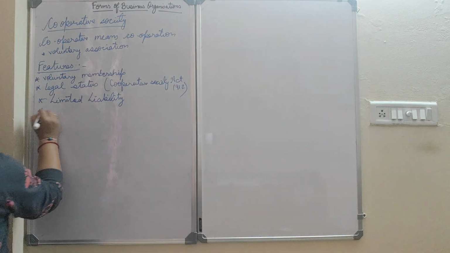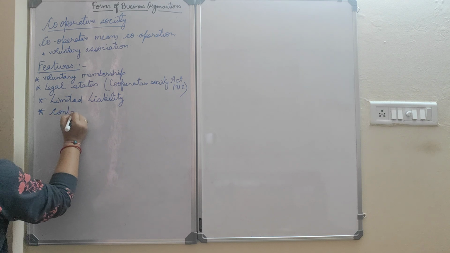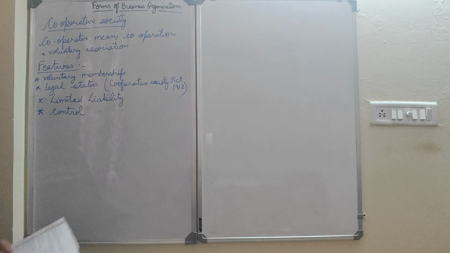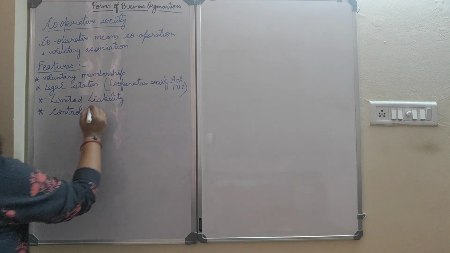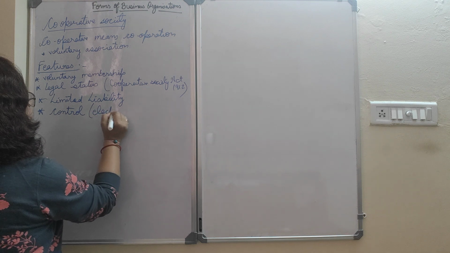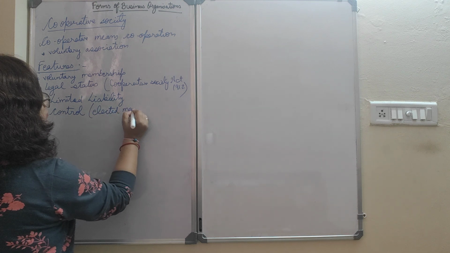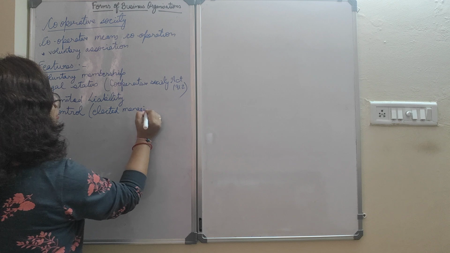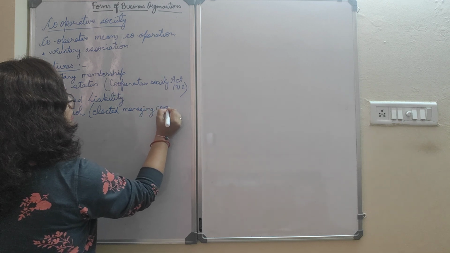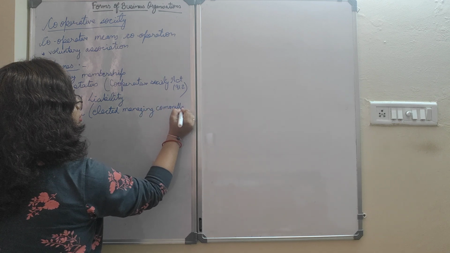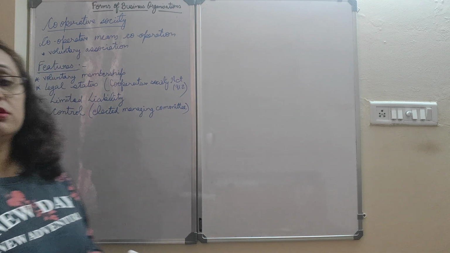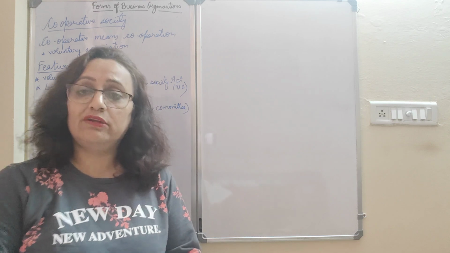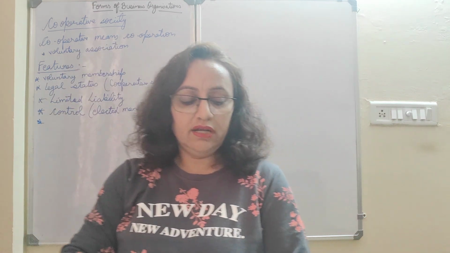Then control. Control means who is taking care of the management or who is taking the decisions. It is by elected managing committee. So there will be voting, then they will appoint a managing committee which will take decisions on behalf of all the members, which is generally very good because it avoids any kind of conflict and quick decisions can also be taken.